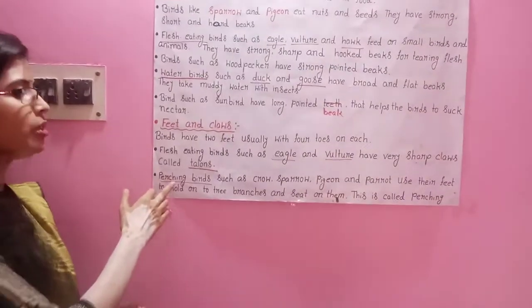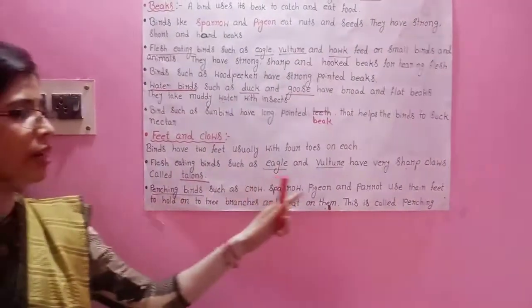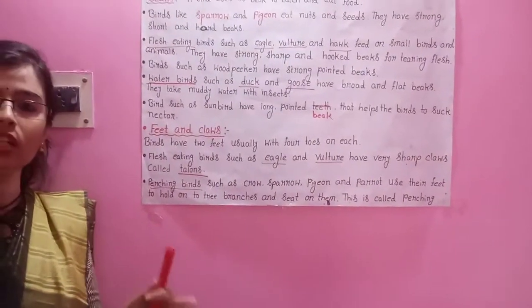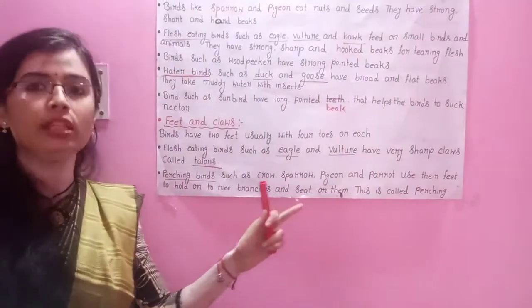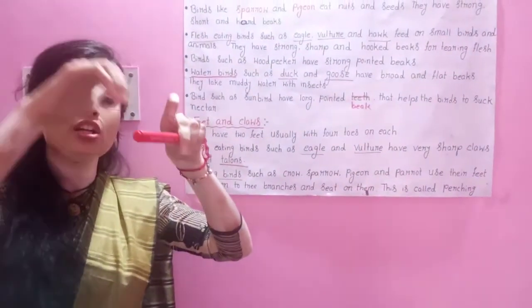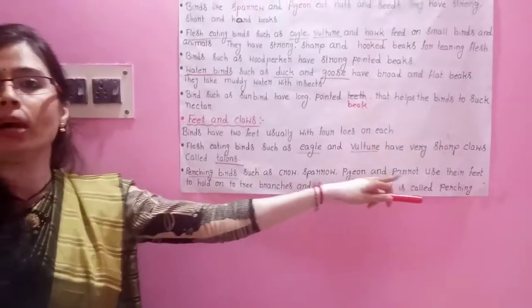Next one is perching birds. Perching birds like crows, sparrow, pigeon and parrot use their feet to hold on to a tree or branch and sit on it. They hold the tree properly, just like this is a branch of a tree and these are their claws. They hold the tree just like this and sit on it. This is called a perching bird.